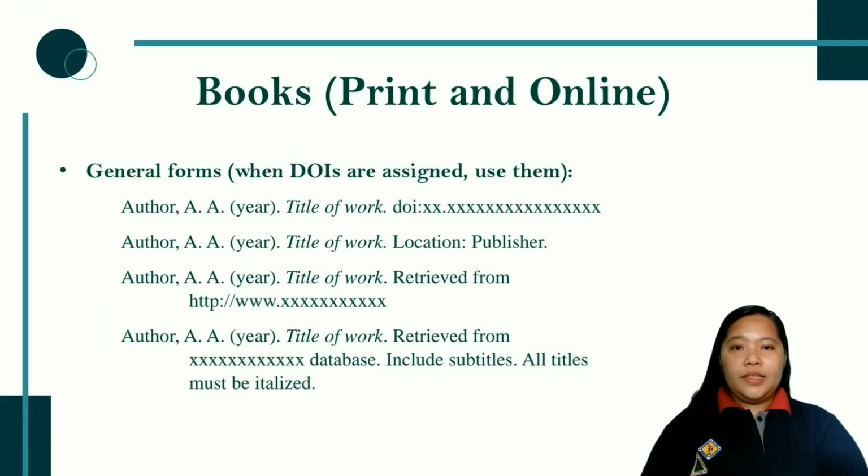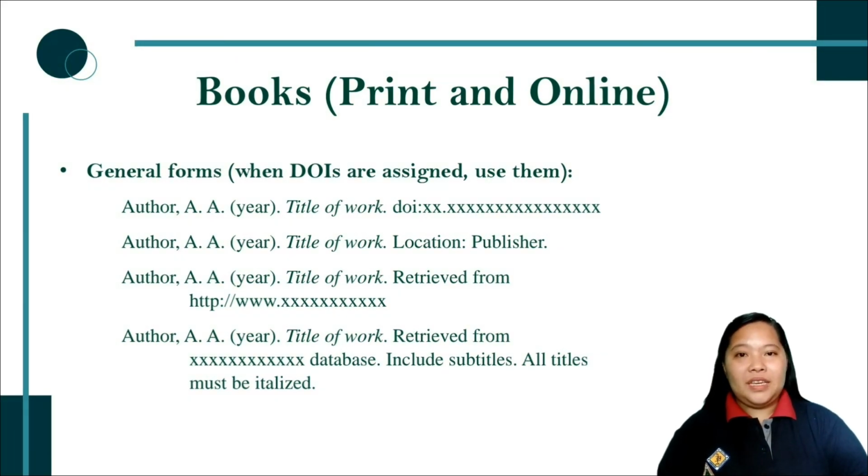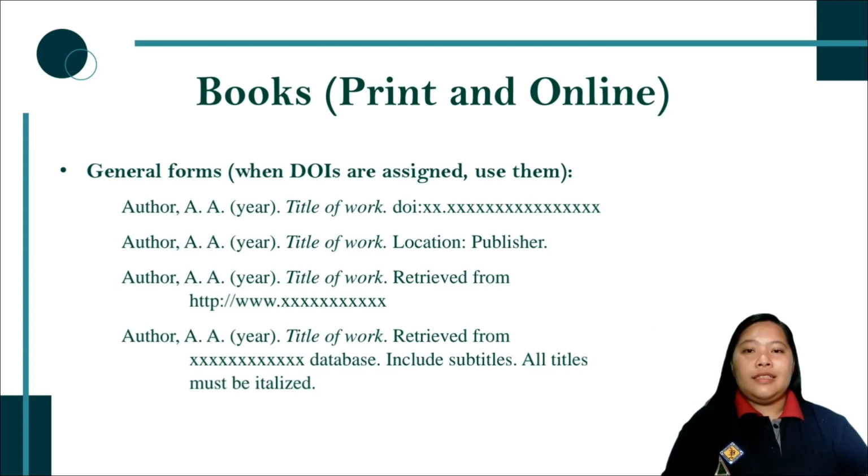So first is the books, printed and online. This is the general form on how you cite your references when DOIs are assigned. DOI stands for Digital Object Identifier. The first general form is author, followed by the year, title of work, and the DOI. The second one is the author, the year, title of work, and the location and publisher. When you cite a book online, the general form is author, the year, the title of work, and the retrieved from, which is the link of the book.